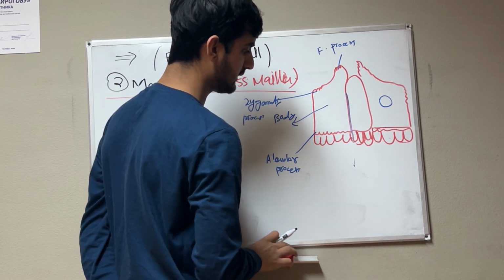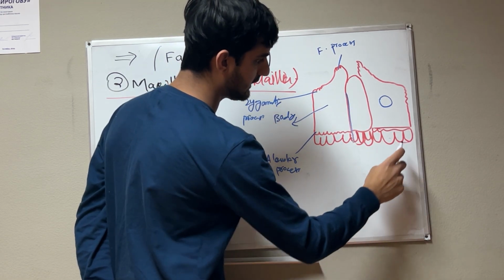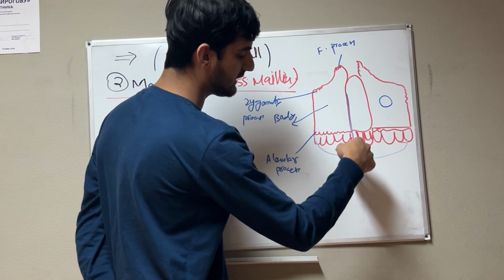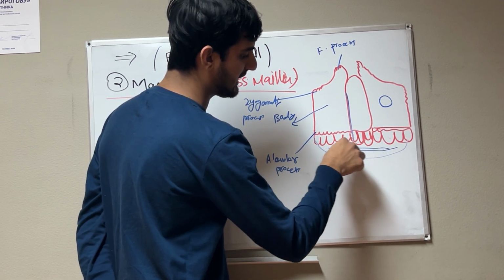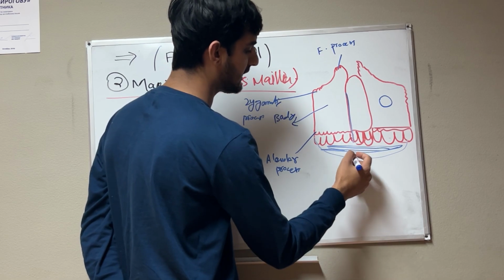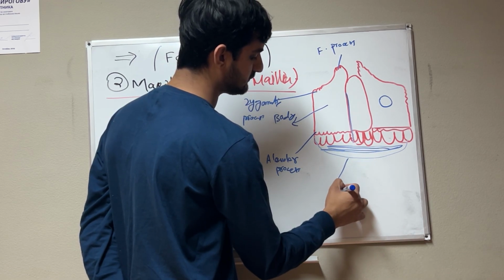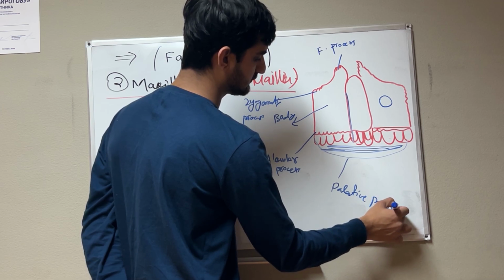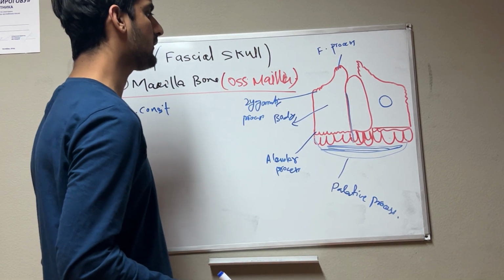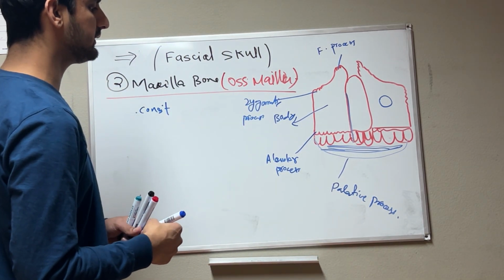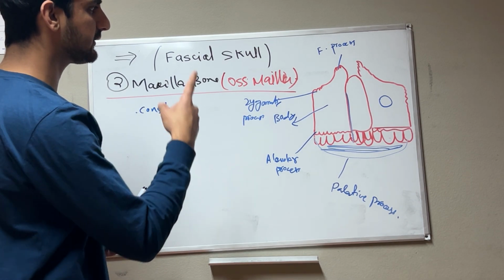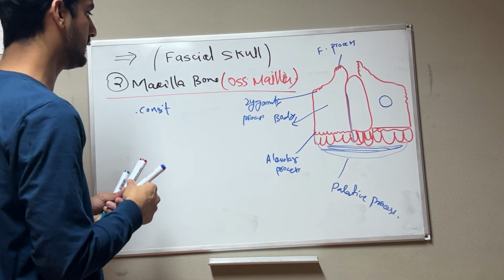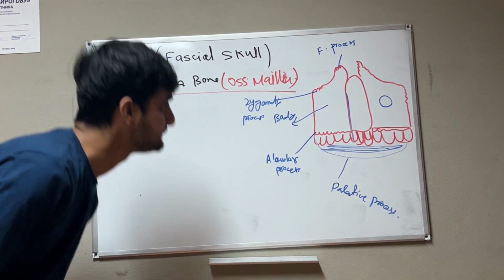Here behind, between the upper jaw, we have the palatine surfaces. And this is the palatine process. These are the four processes: alveolar process, frontal process, zygomatic process, and palatine process. These are the four that the maxilla bone consists of.